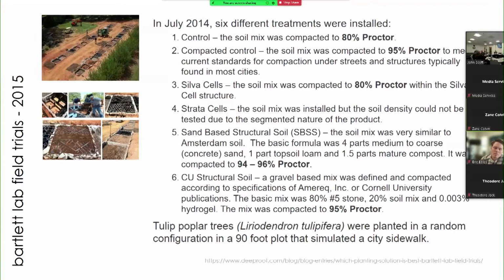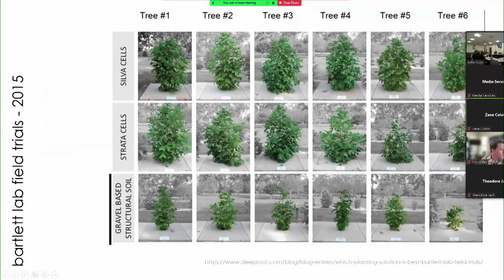They weren't able to measure sand-based structurals, and CU structurals were both to 95% proctor, which is a pretty high level of compaction. And the trees were tulip poplars, simulating a city sidewalk planting. Based on those plantings, the strata and the silvicell, the suspended soil groupings, seem to perform significantly better than the structural soils.